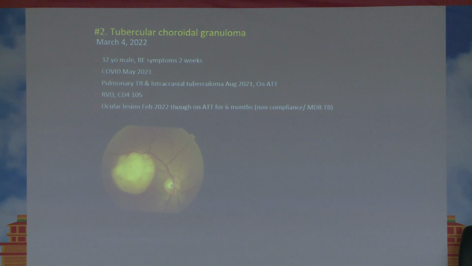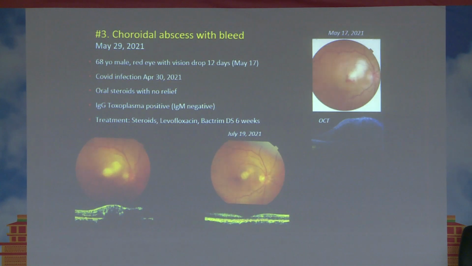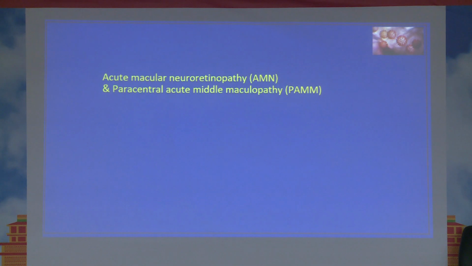A young male whose AIDS was diagnosed during his COVID infection because of the additional immunosuppression, and a tuberculoma. Another elderly male with a choroidal abscess was referred because he was not responding to steroids, started during COVID infection. We treated him with levofloxacin, and then also his toxo IgG was positive. So we added Bactrim, and he recovered his vision.